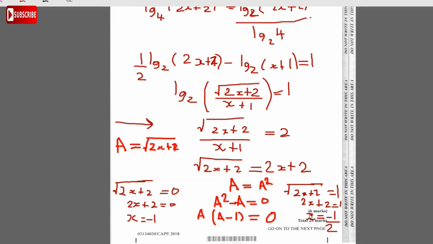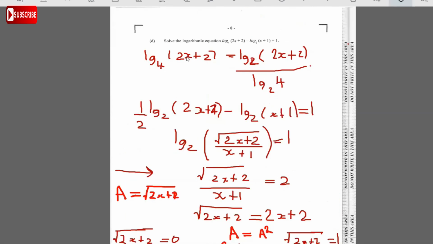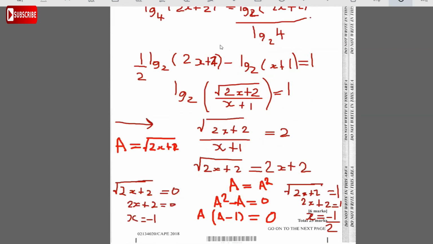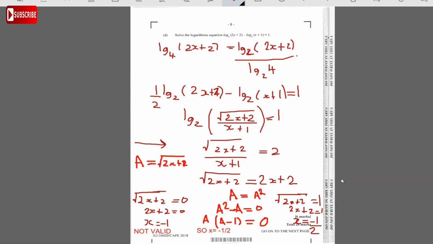Now let's check it. x can't equal negative 1, let's just say that right away. If x is negative 1, you're getting a log of 0, and the log of 0 does not exist. So this one is not valid because we cannot work out the log of 0. So the final answer is x is equal to negative 1 over 2. That completes question number 1.